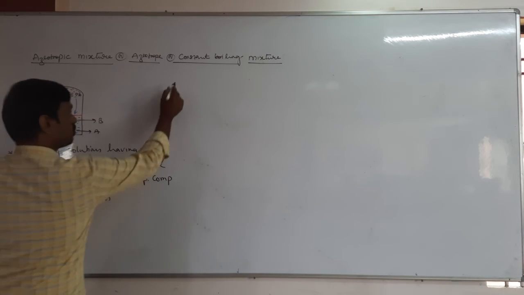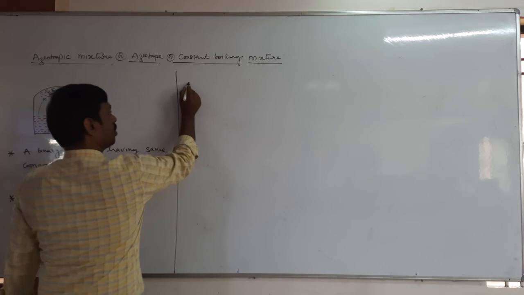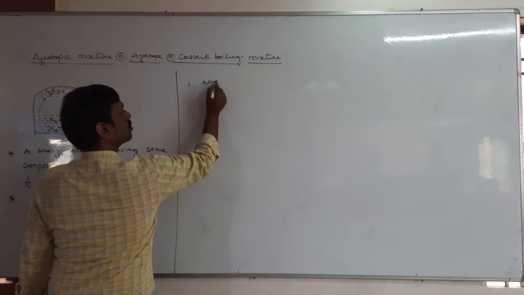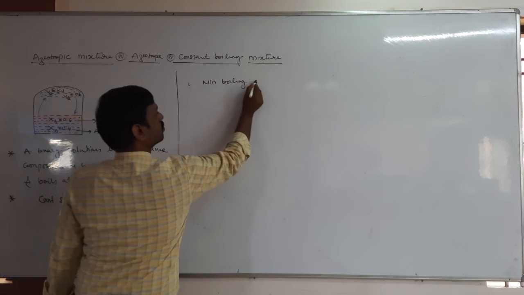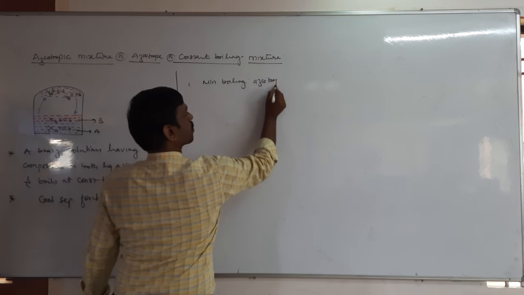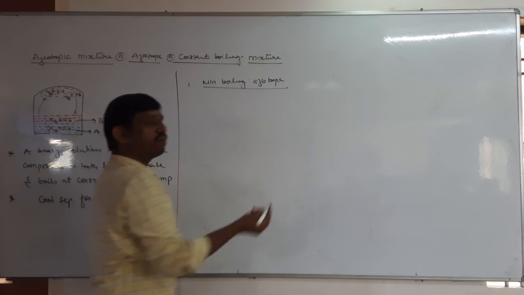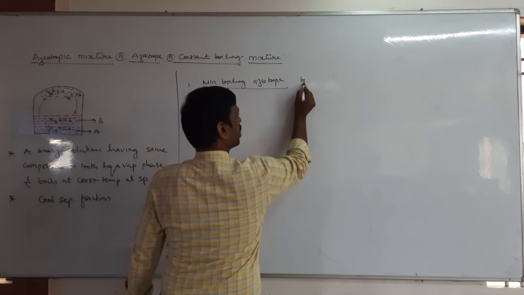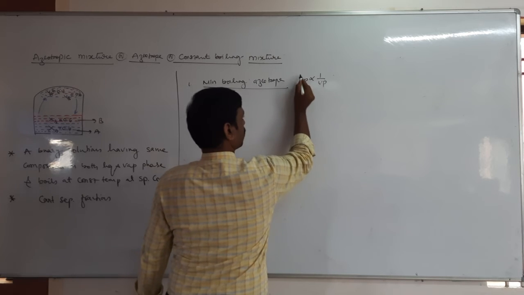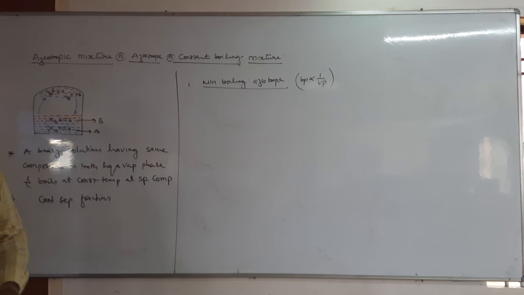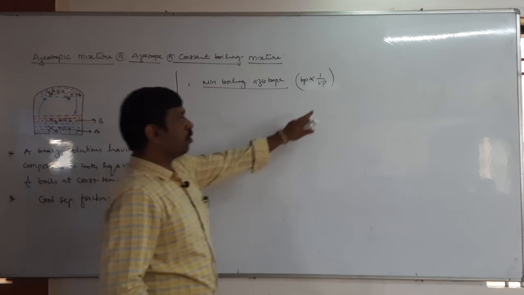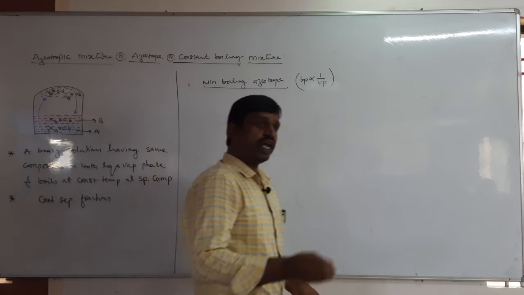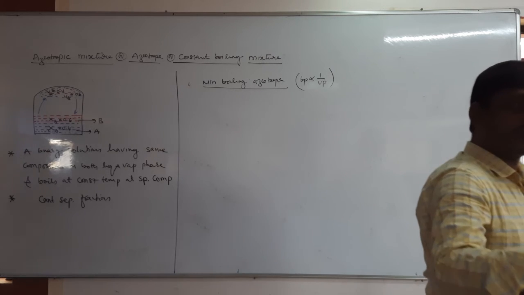Then there are two types of azeotropic mixtures. One, minimum boiling azeotrope. Second one is maximum boiling azeotrope. Tell me, minimum boiling azeotrope. We know that boiling point is inversely proportional to vapor pressure, right? To get the minimum boiling azeotrope, should the vapor pressure be more or less? Vapor pressure should be more. When the vapor pressure is more, the boiling point will be less. Therefore, to get a minimum boiling azeotrope, the vapor pressure of the solution is more.